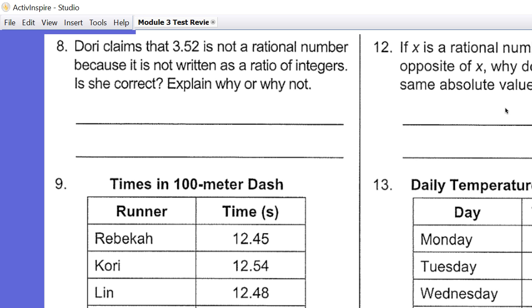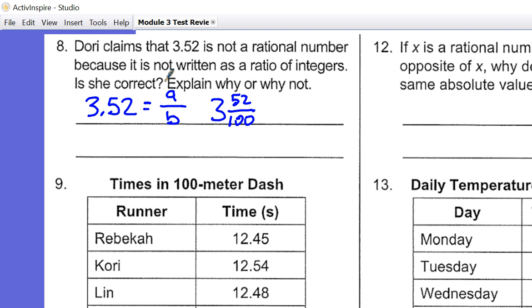Well, the definition of a rational number is when you can write it as a fraction in the form of a over b. Could I write 3.52 as a fraction in the form of a over b? Could I do that? You can, and here's why. 3 52 hundredths could be written as 3 52 over 100. And 3 52 over 100 is not exactly in the form of a over b, but it's one step away.